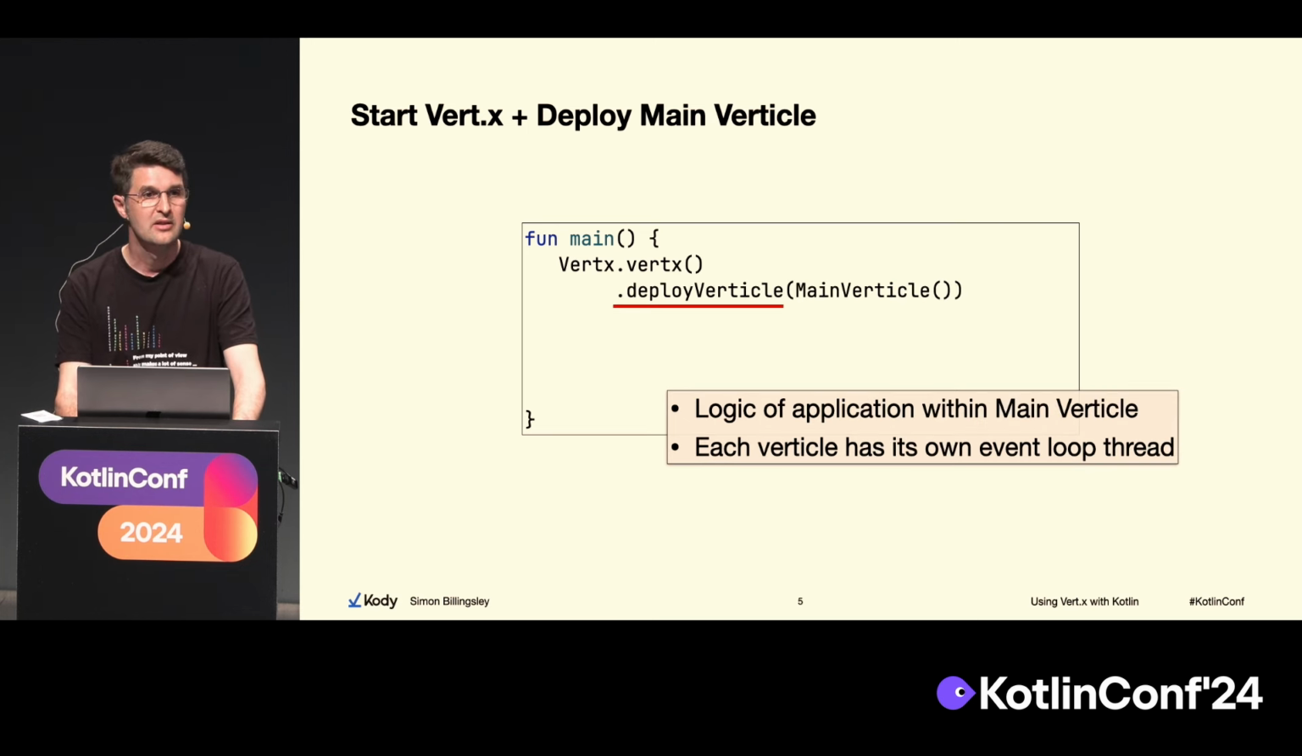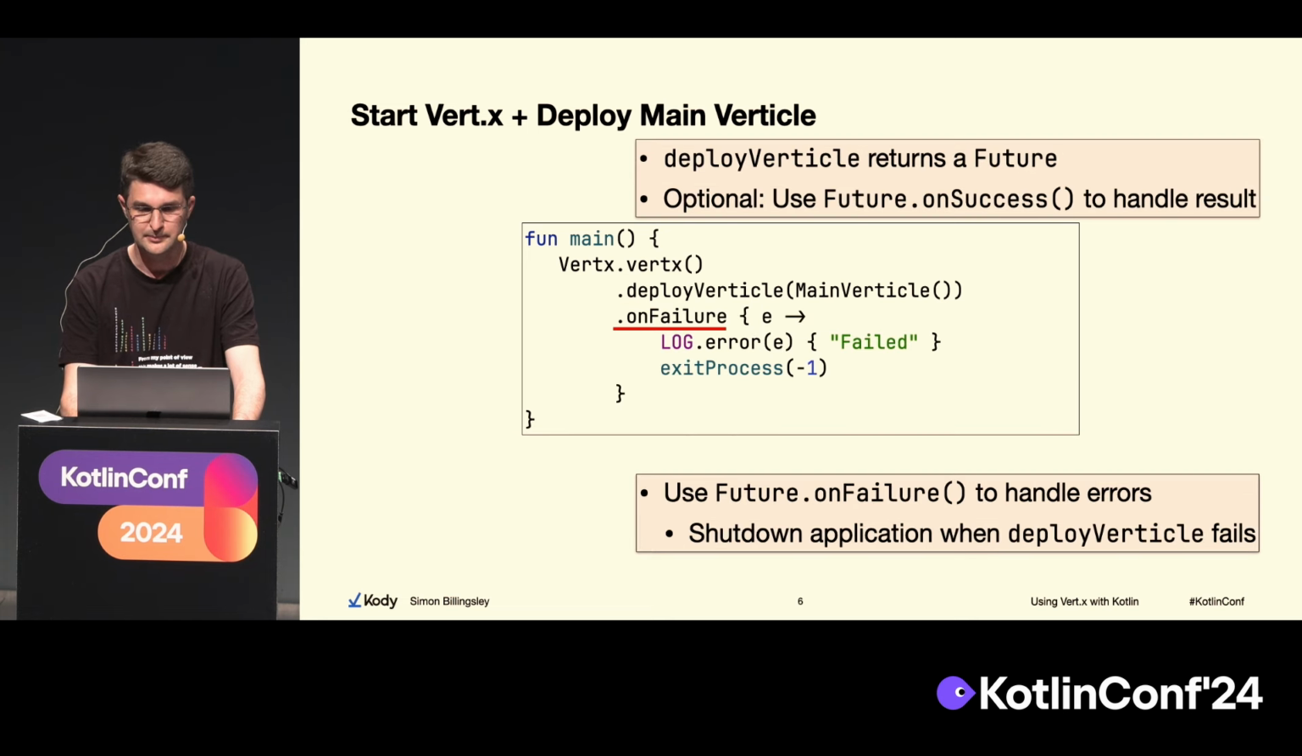After starting Vert.x, the main verticle is deployed. The application logic starts in the main verticle, and each verticle has its own event loop thread pool. Deploying the verticle takes time, so Vert.x returns a future. A Vert.x future has an onSuccess handler and an onFailure handler. We don't need to use the onSuccess handler here, but we do need to use the onFailure handler because deploying a verticle can fail. So in this case, we catch the exception and we exit the application.